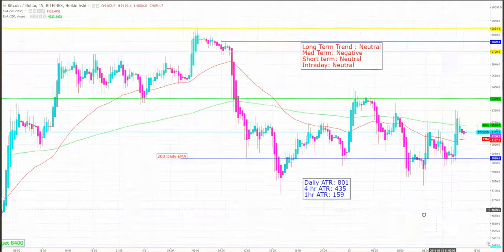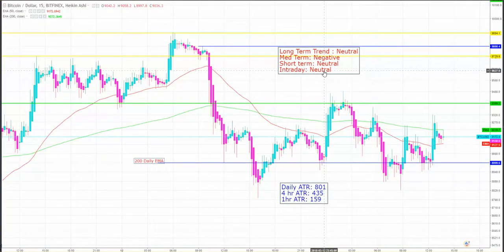So on a day like today, where the intraday trend is neutral, I don't really care about signals because I'm not trading in this because this is a little bit sloppy. So how do I know that the trend is neutral? Because it's coiling. It's within a certain range.